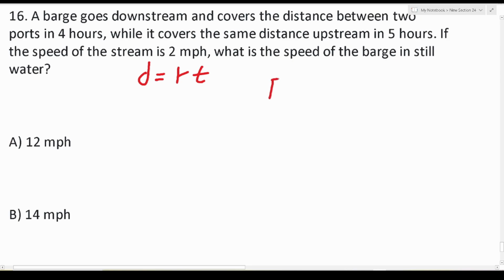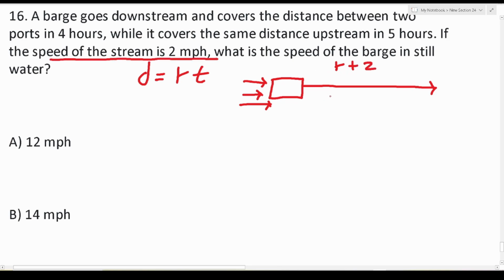So we have this barge, and let's say it's going downstream or with the stream. That means the stream is pushing on the back of this barge to speed up its rate. So if R refers to the rate of speed, we can represent the speed of this barge as R plus 2. Again, we know the speed of the stream is 2 miles per hour. So this says the stream is speeding up this barge.